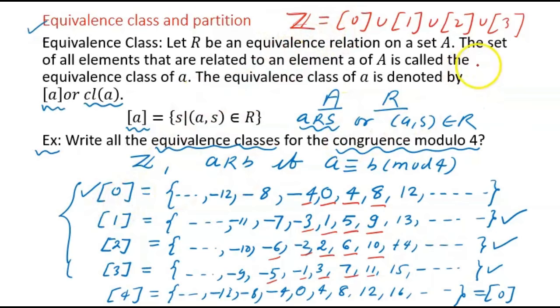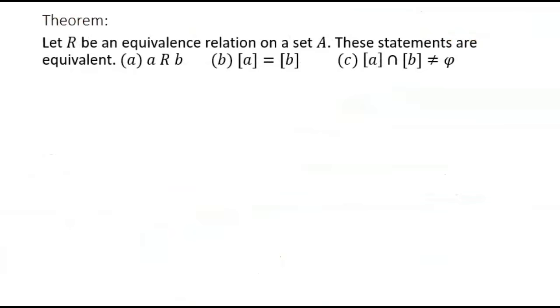Another important observation is that they are mutually disjoint. Meaning class of 0 does not have anything common with any of the other classes. Same is true for class of 1, class of 2, and class of 3 as well. So we have noticed one very important point here, and that important point is that every equivalence relation partitions the set. This is an important point. Every equivalence relation partitions the set.